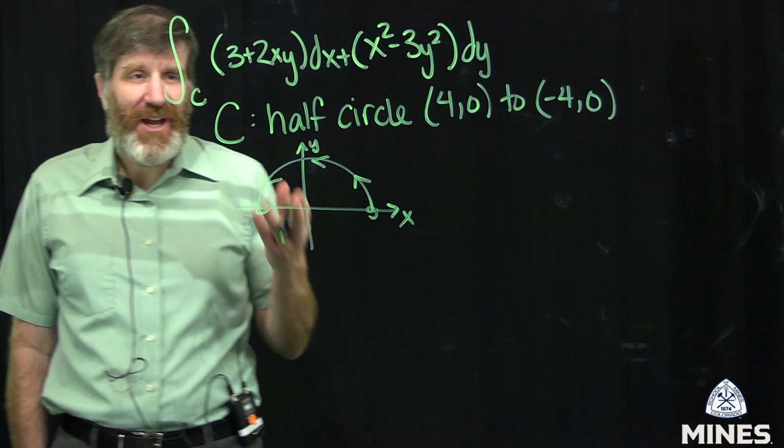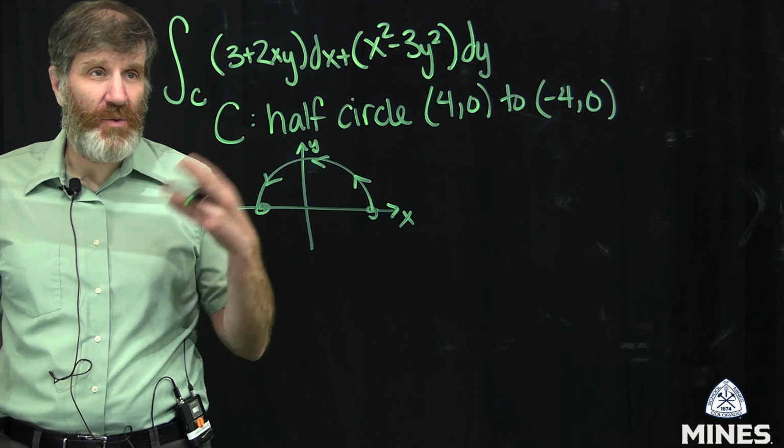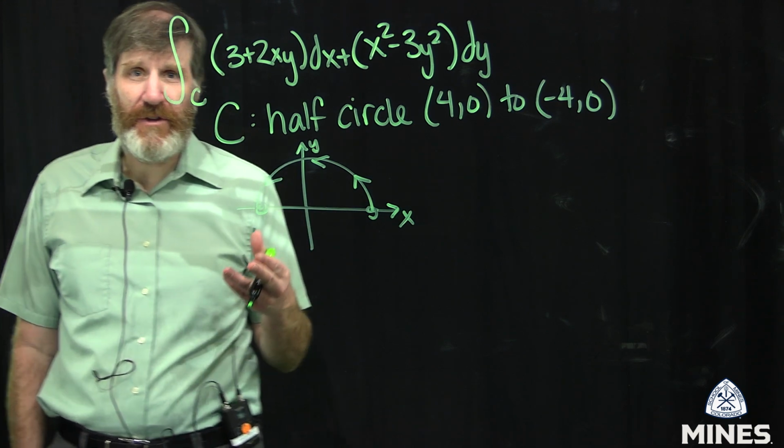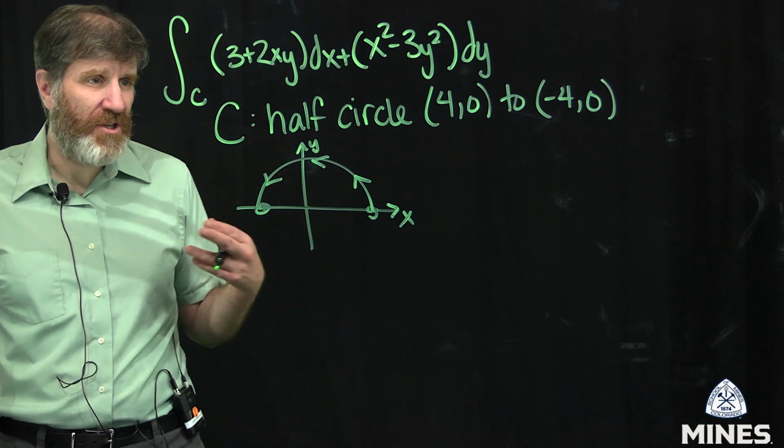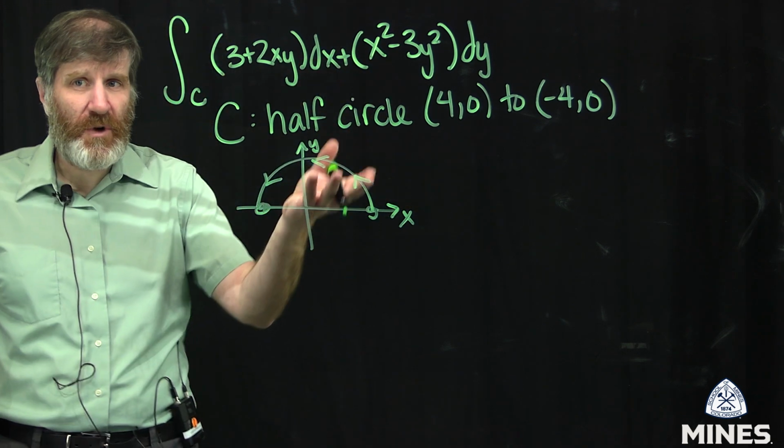All right, we are going to do a line integral. This is a work integral. It's a line integral in a vector field, and the vector field happens to be conservative. So we will use that to our advantage in this problem. So this is the problem. We're going to find this line integral.